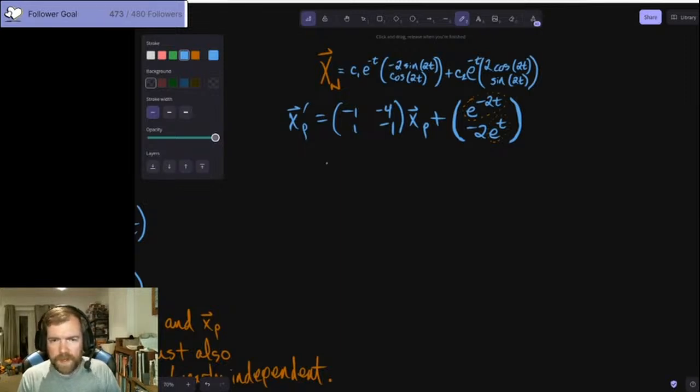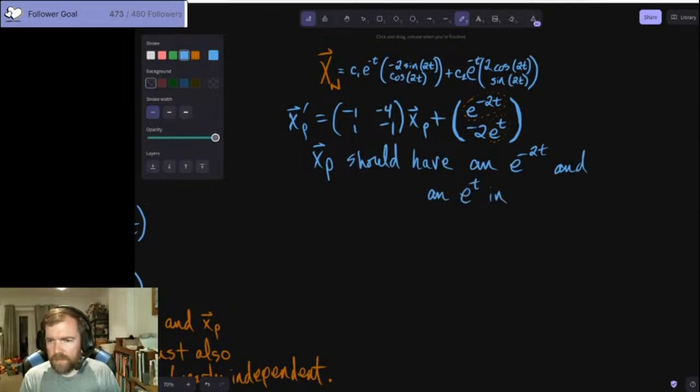So we think, anyway, x sub p should have an e to the -2t and an e to the t in it. And one would hope that that is going to be it for our particular solution, that we just have an e to the negative 2t and an e to the t portion at some point. Do you want to say anything about that?